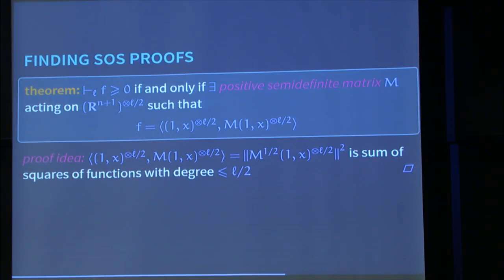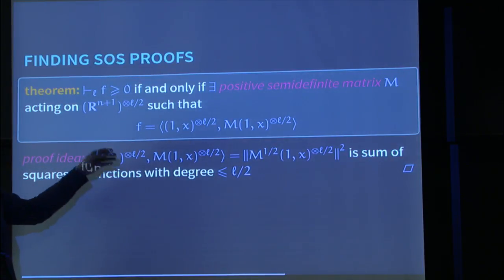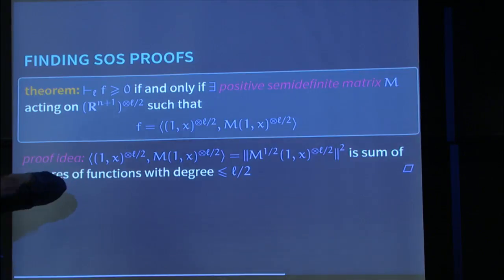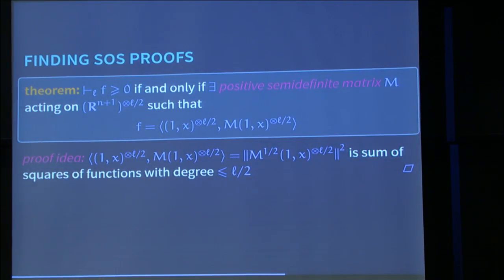So what's the size of this matrix? Just to be sure I understand. This matrix has, in this picture, dimension n plus 1 raised to the L over 2. Yes. So it's a big matrix if L is big. L equals 2 is what you're looking for.